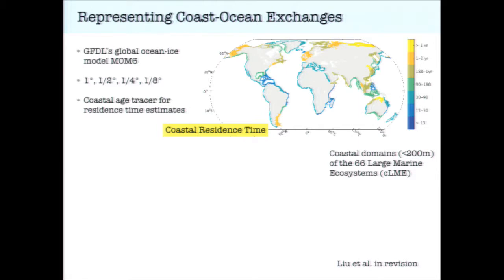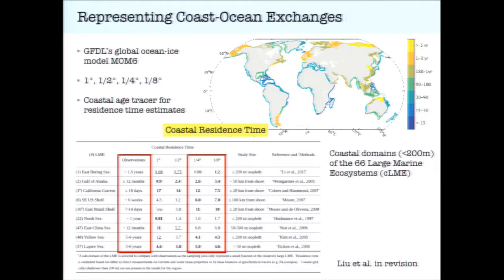So basically the domain, we're interested in the coastal component of the 66 large marine ecosystems globally. What I'm showing here is the coastal residence time average for each of the systems we consider. And you can probably see it. The residence time ranges between 1 week for the very narrow shelf and boundary currents to a couple of years on the high latitude wider shelf and some of the semi-enclosed systems.